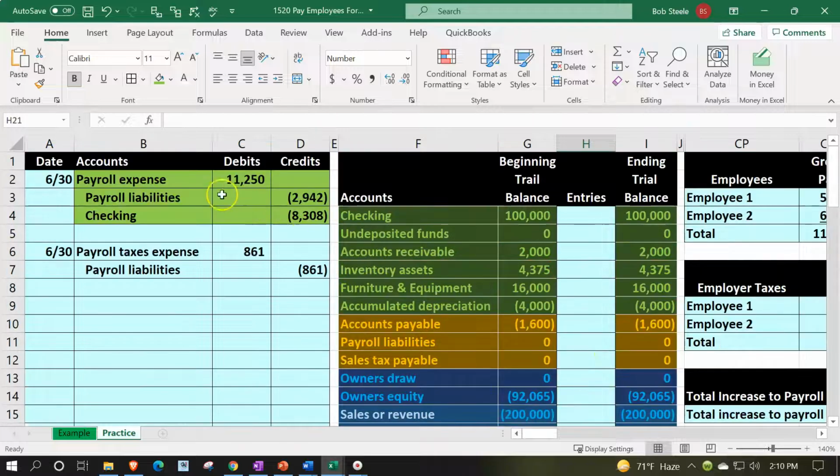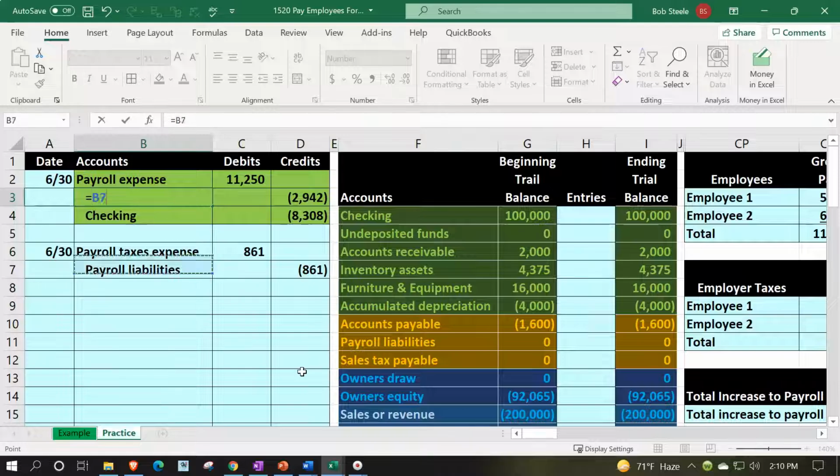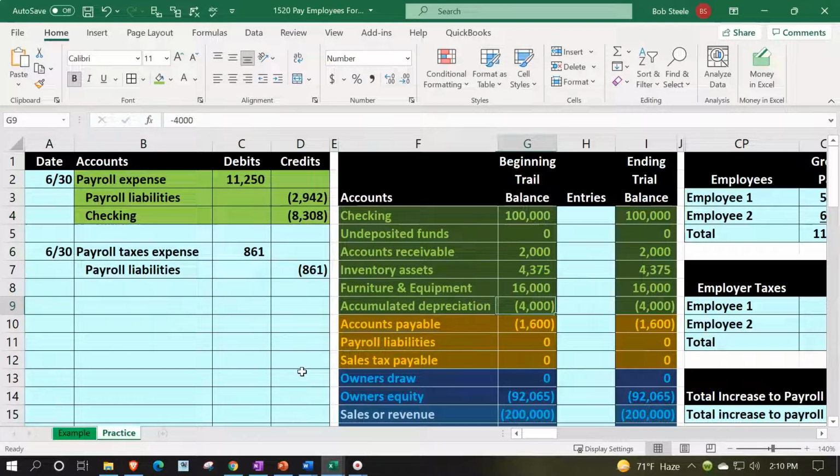Then we've got the payroll liabilities, which is going to be the liability. We don't have that yet. So I'm going to add, we do have payroll liabilities. It's right here. Payroll liabilities is right there. So I'm going to say this equals the payroll liabilities. And then that's going to be in the middle.